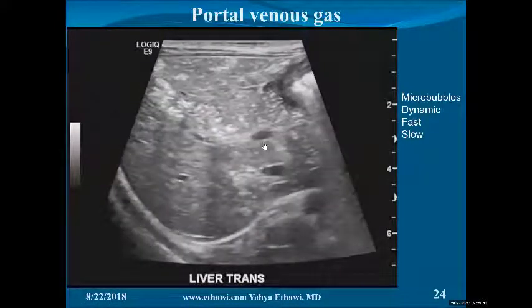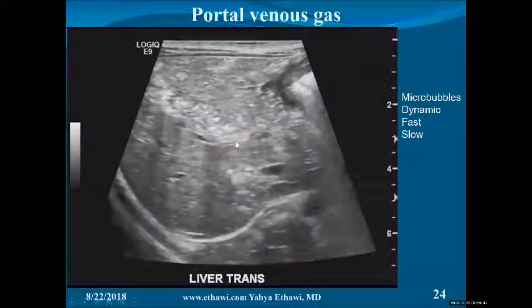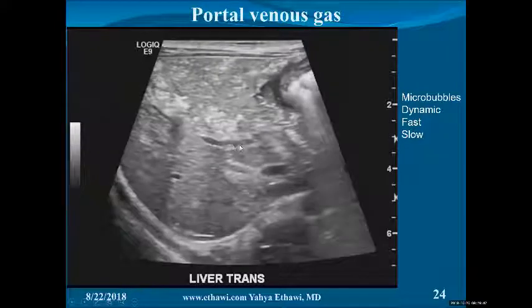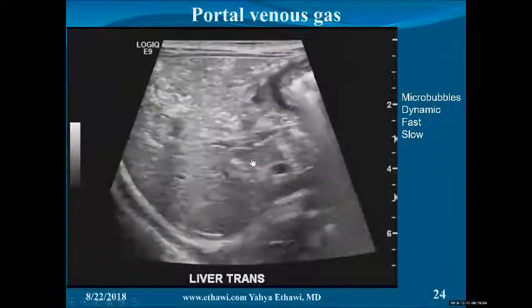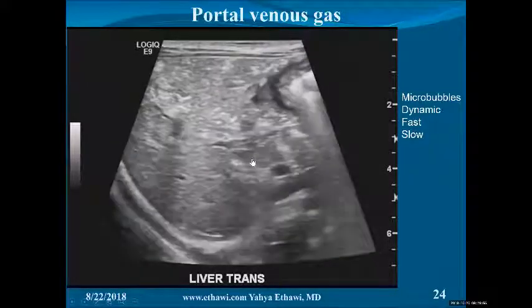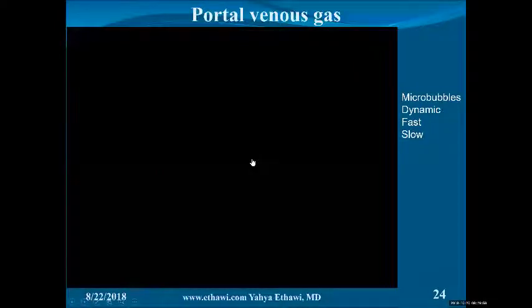If you look in here, you'll see the gas moving. If you're suspicious, and this is a hollow organ or artifact, put your Doppler. And of course, all this white is the gases in the liver.